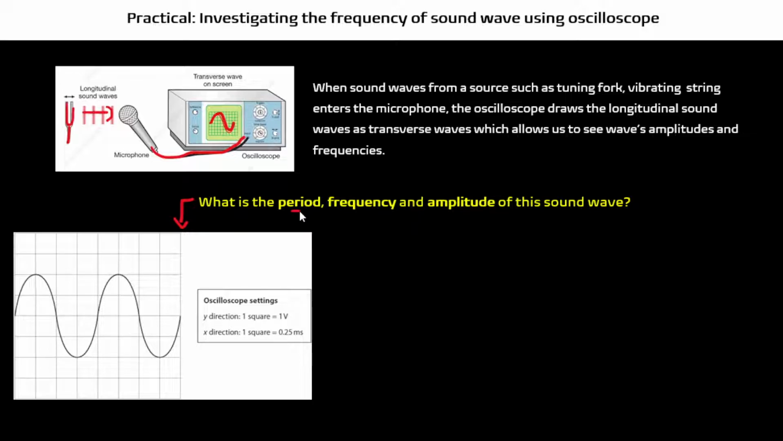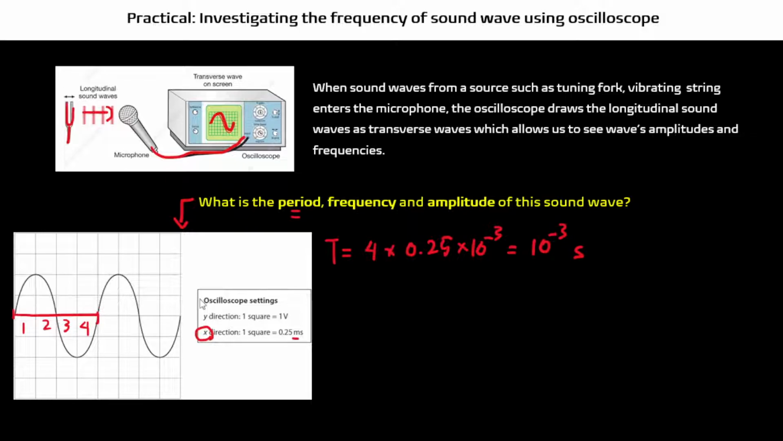If we want to find out the period, you know that it is the time taken for one wavelength to complete. So it's 1, 2, 3, 4, 4 squares, right? So your period T would be 4 times, since in the x direction each square is 0.25 milliseconds, so 0.25. Be careful that it's milliseconds here, so 10 to the power minus 3. So you would get 10 to the power minus 3 seconds.